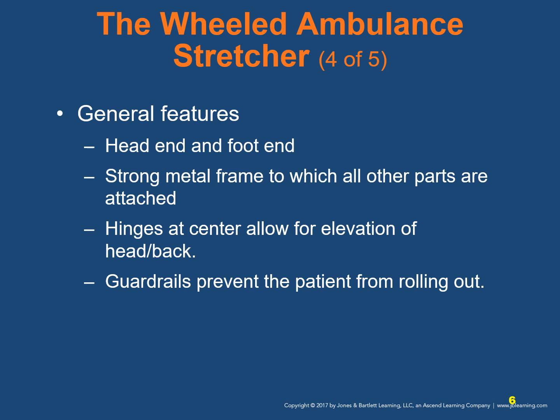The head section of the stretcher runs from the head end to near the center where the patient's hips will be. Hinges at the center allow the head end to be elevated and the patient's back to be positioned at any desired angle. Retractable guardrails are attached along the central portion of the frame and can be lowered when a patient is being loaded onto or out of a stretcher. When they're up, they prevent the patient from rolling off the stretcher.